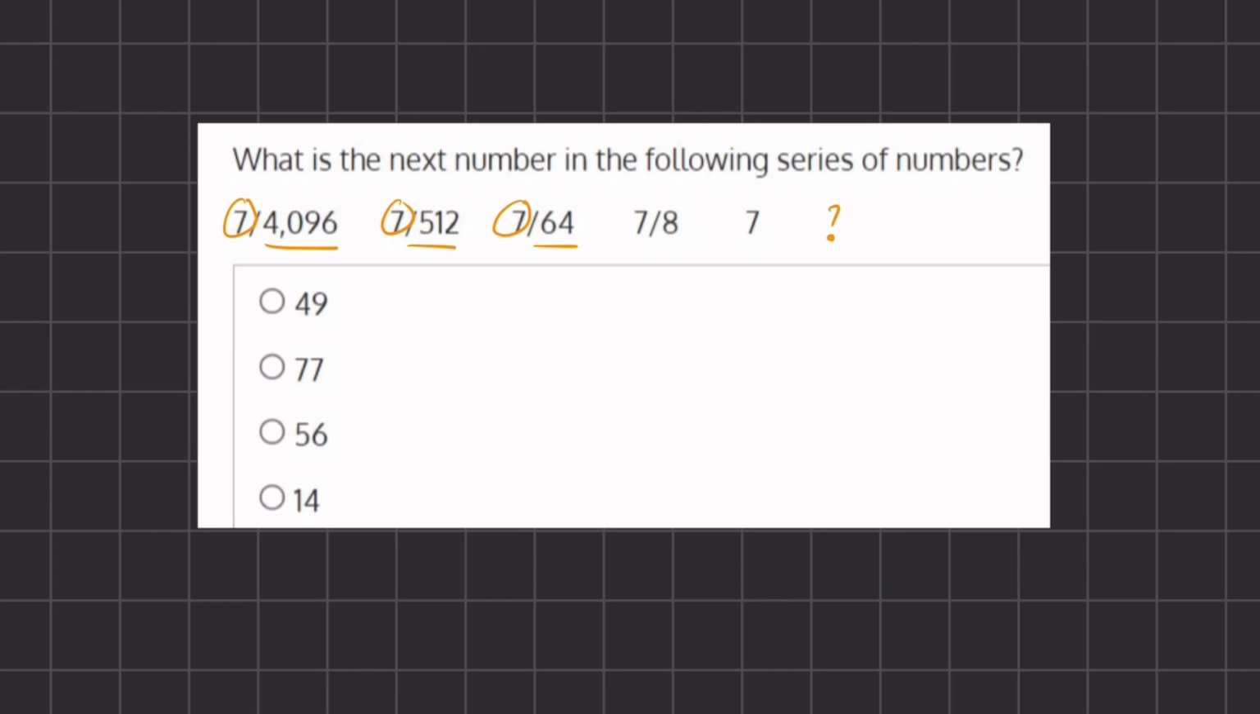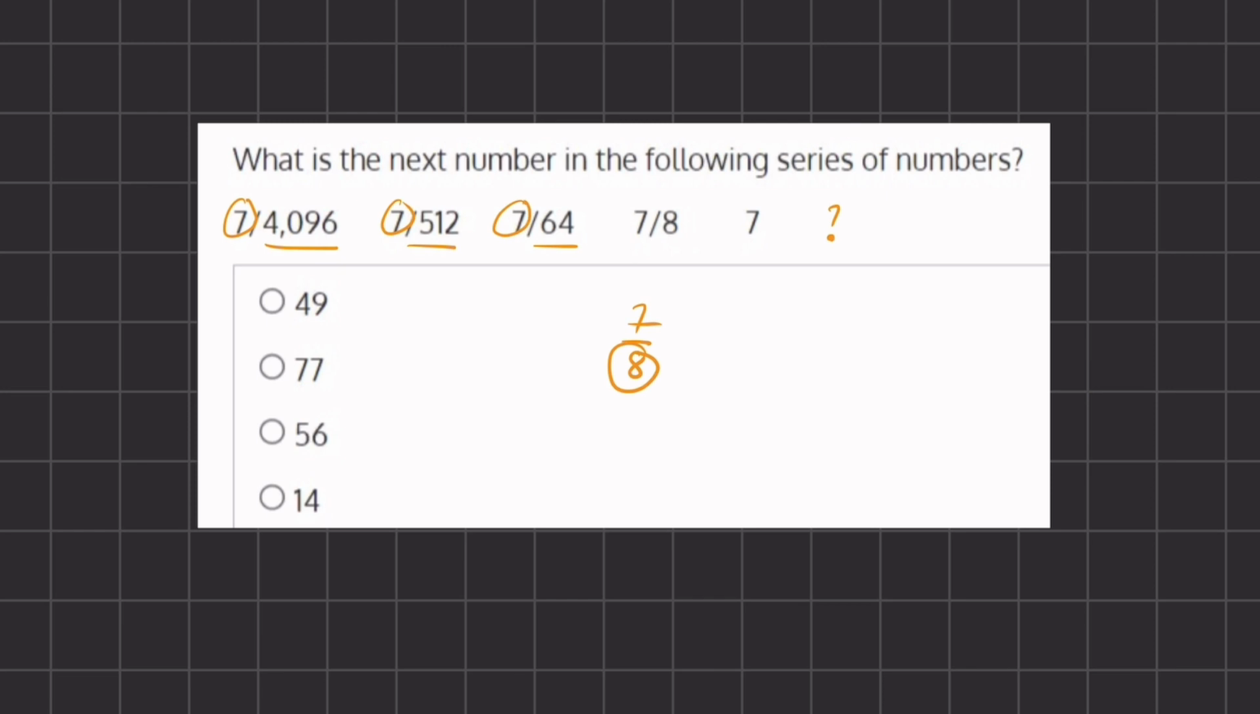All right, so moving from 7/8 to 7, we are multiplying by 8. And how do we know this? Because we need to get rid of this denominator. Now, in order to get rid of this denominator, we can either divide the denominator by 8 or multiply the whole fraction by 8. Now, this is the same action.